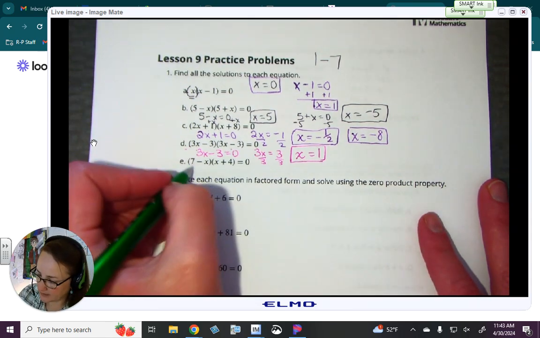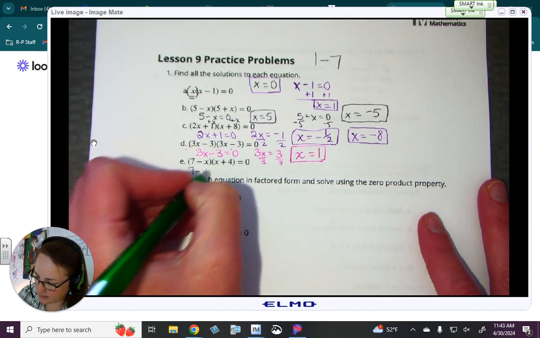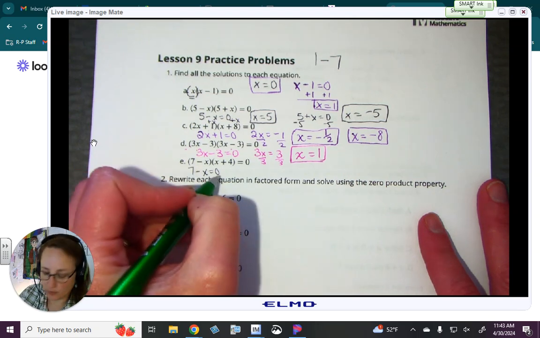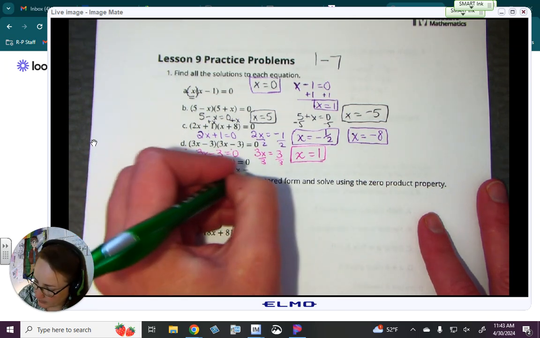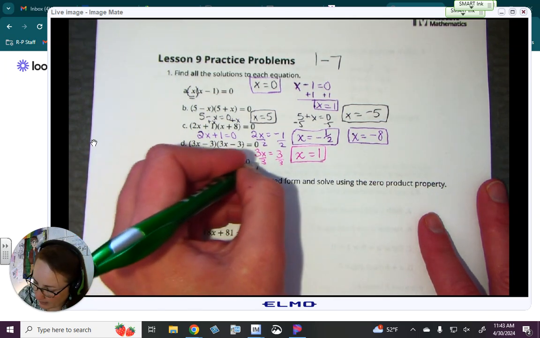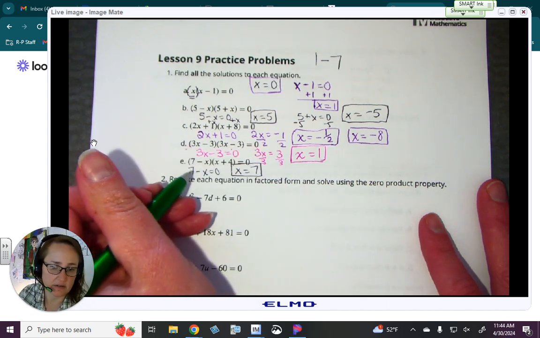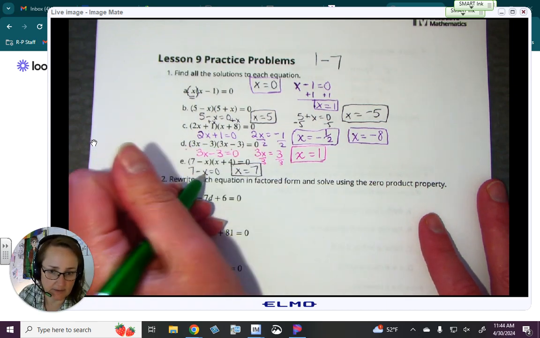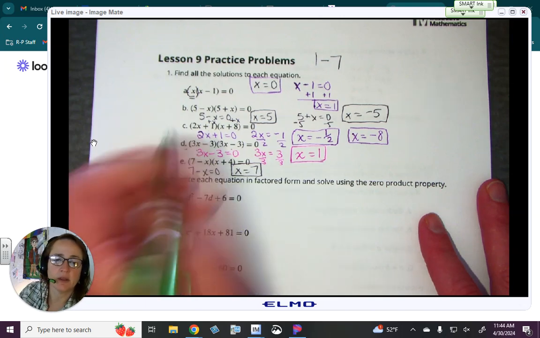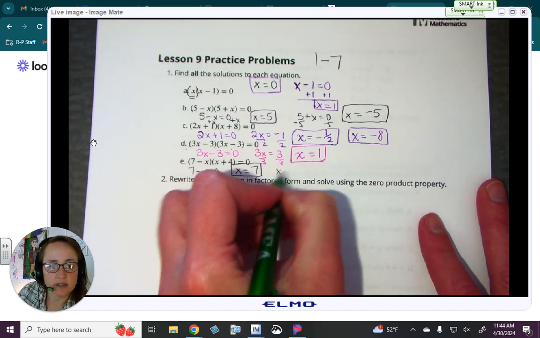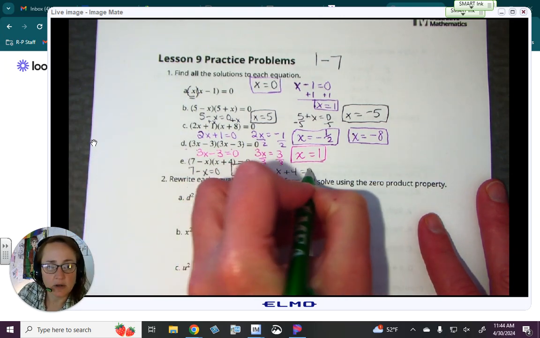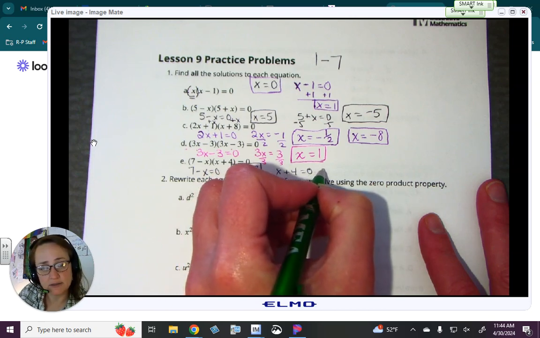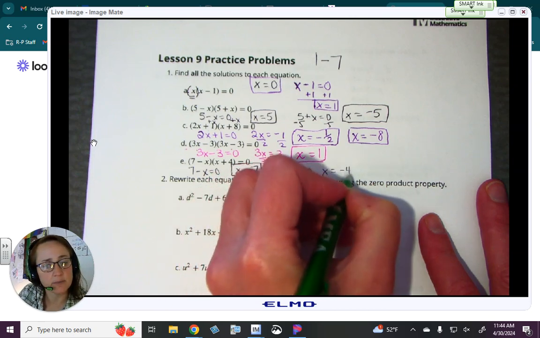So one solution on that problem. And last but not least, if 7 minus x equals 0, I'm going to add x to both sides. One of our possibilities is that x equals a positive 7, because 7 minus 7 equals 0. And our other factor, x plus 4 equals 0. Subtract 4 from both sides. x would equal a negative 4.